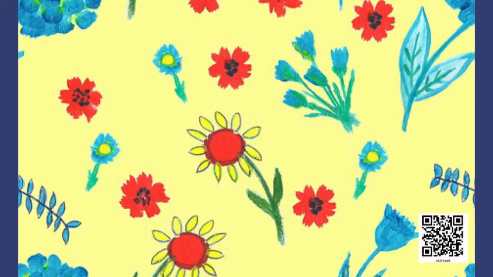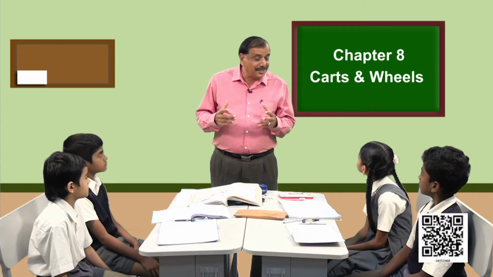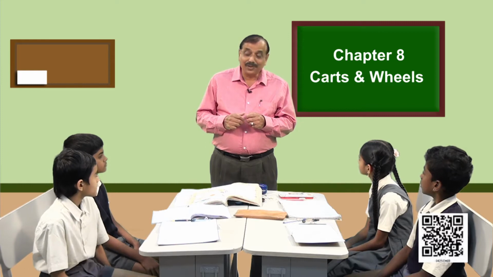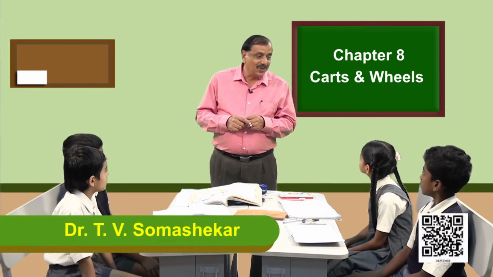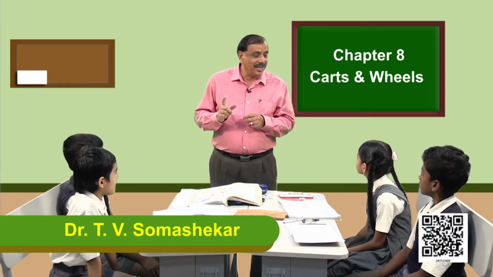Now, have you seen circular designs? Yes. Okay. So, there are circular designs written by Daljit, and he has used only circles. Using circles, he has made a flower, plant and a flower, and different other designs have been made. How are those designs created? By using circles.